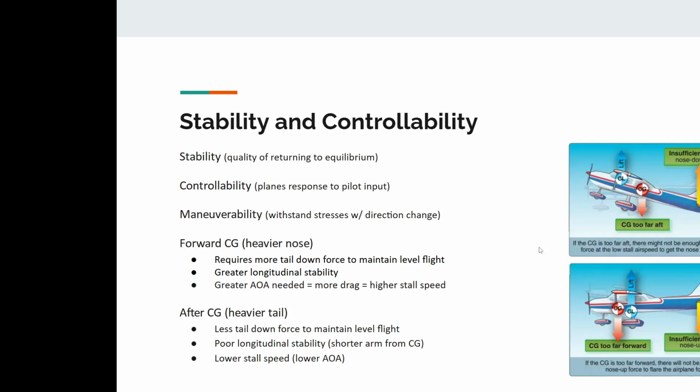So just keep this in mind when it comes to forward center of gravity. Again, greater tail downforce on the elevator or the horizontal stabilizer. Greater longitudinal stability, because if it stalls, for example, the nose is going to want to fall back down. And then angle of attack is greater, causing more drag, leading to a higher stalling speed. So higher stalling speed with forward center of gravity.